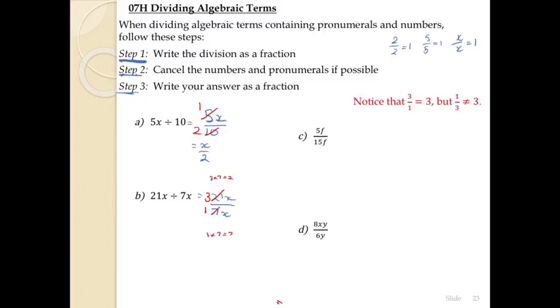3 times. We also have the x over here, so we can cancel those because x goes into x once, x goes into x once. And that's going to leave us very simply with 3, because 3 over 1 is equal to 3, just like up here. Okay? Now, just rub that one out for you.